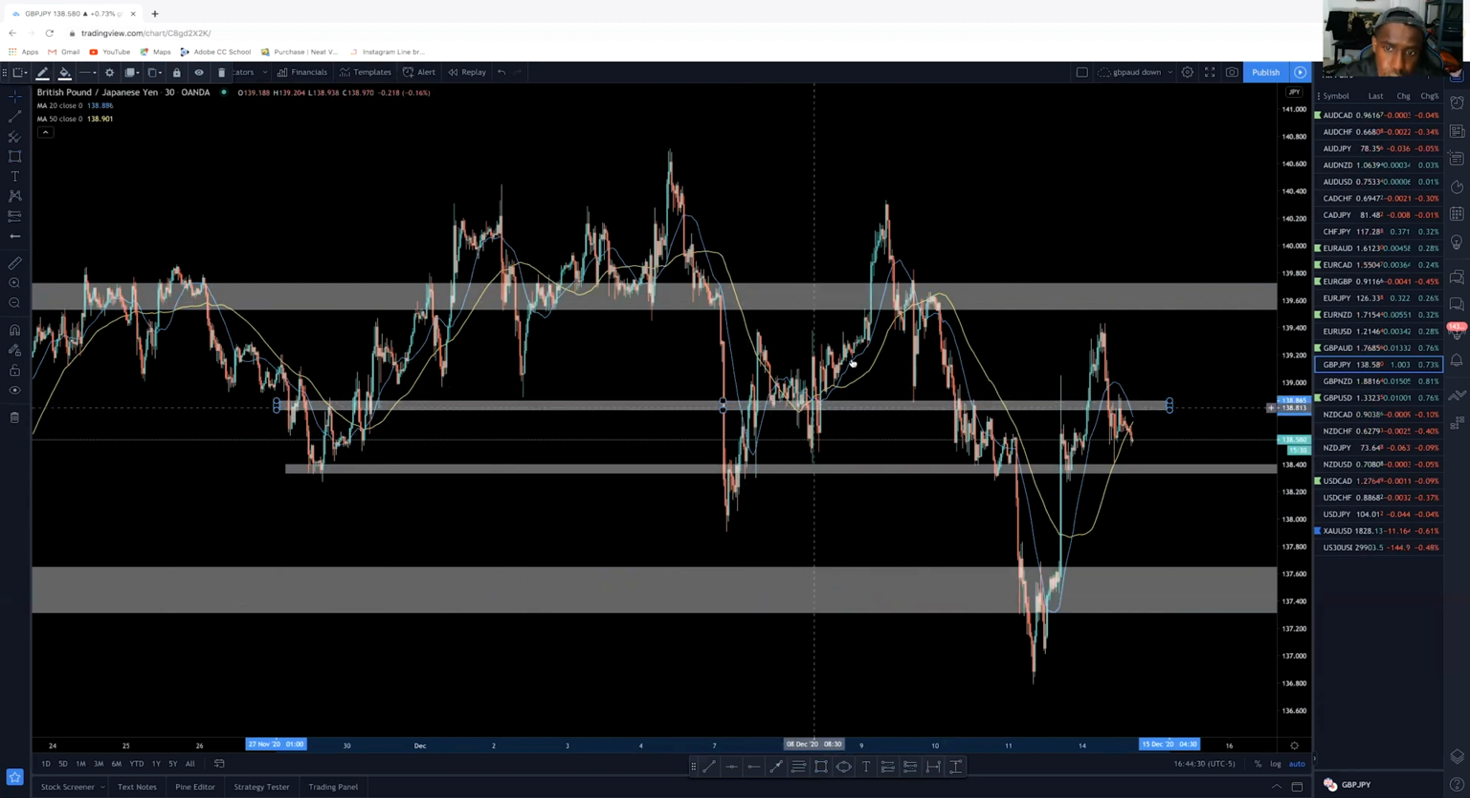Now it's creating support. Pushed up, came back down, created support, broke below. Now it's creating resistance. And then we have more resistance in this region here. So this is another level that makes sense.